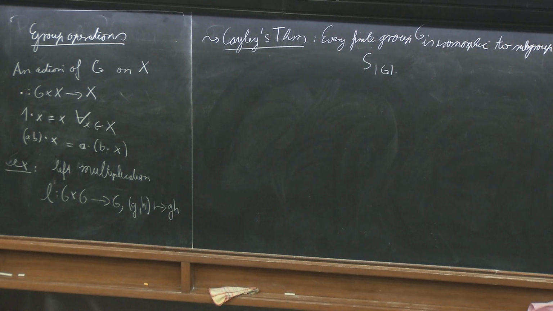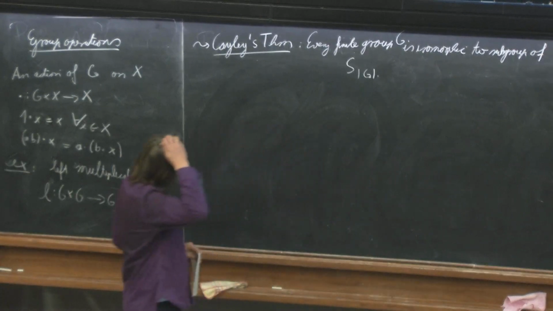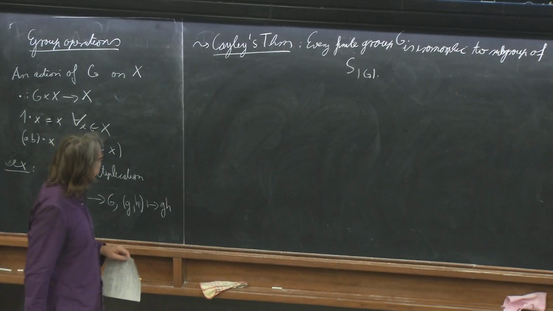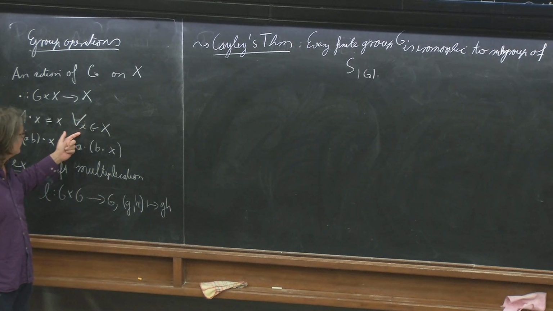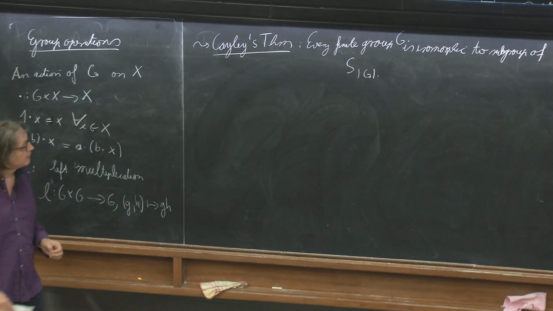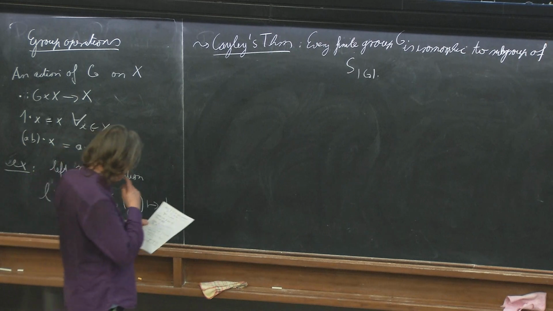Then now, two important notions that we have about group actions are the orbit and the stabilizer. The orbit of an element in X is just all elements in X we can reach by acting by an element in G. And the stabilizer of an element X are all the elements in G that don't move X.